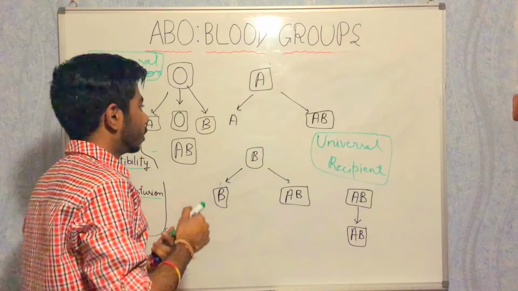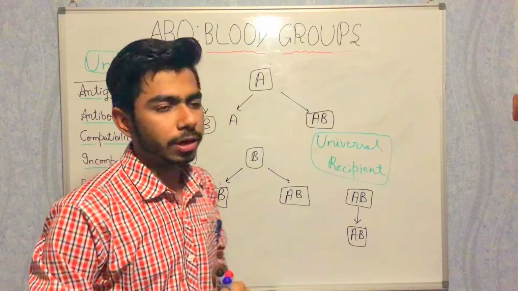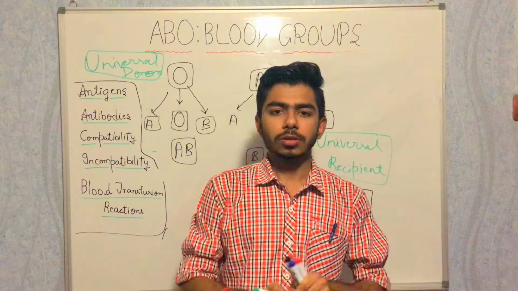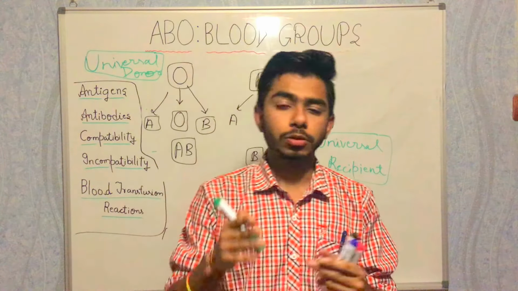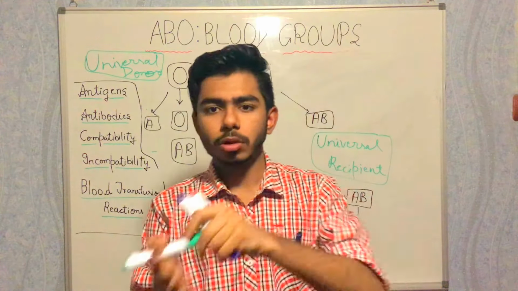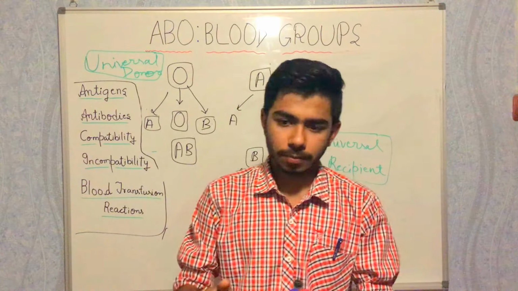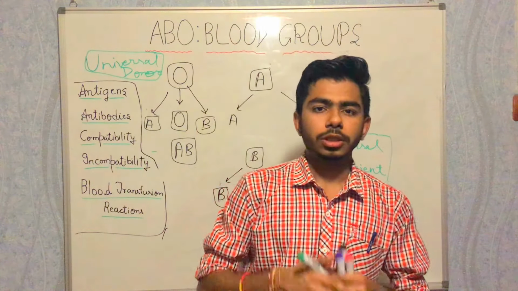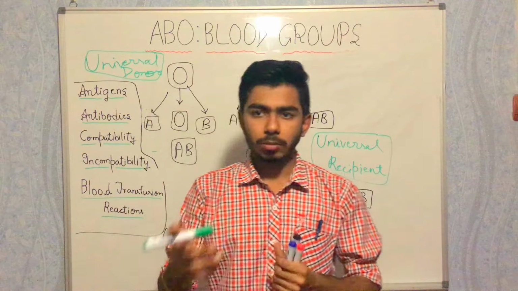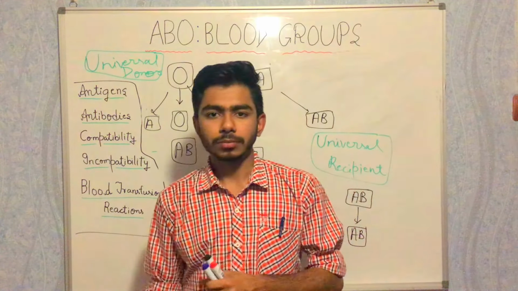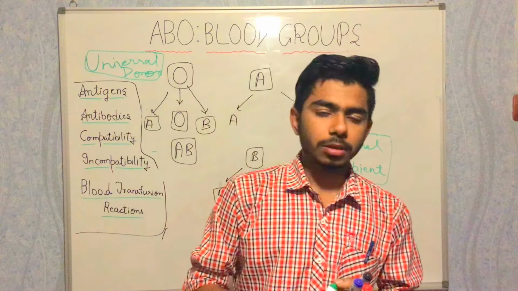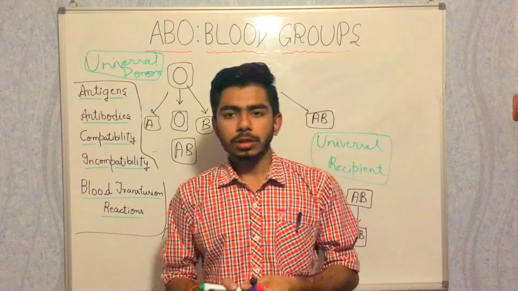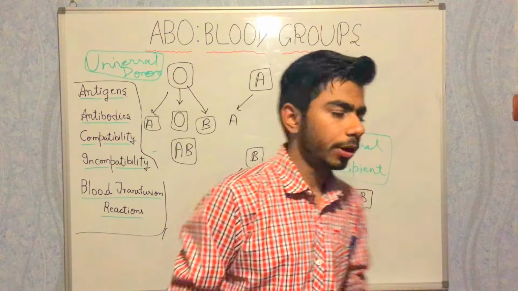Now one more thing: these antibodies are known as agglutinins. As I told you earlier, antigens are responsible for the agglutination reactions, that's why they are called agglutinogens, and as they bind with the antibodies, the antibodies are called agglutinins. Actually, in blood transfusion reactions, the donor's RBCs are destroyed by the antibodies of the recipient blood group. So the recipient's RBCs are not destroyed. The RBCs which are destroyed in the case of incompatibility are the donor's RBCs.